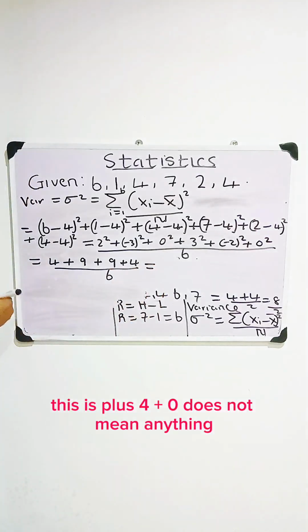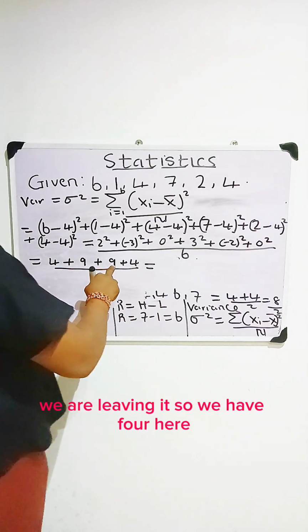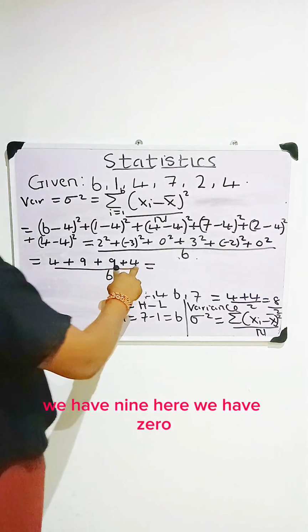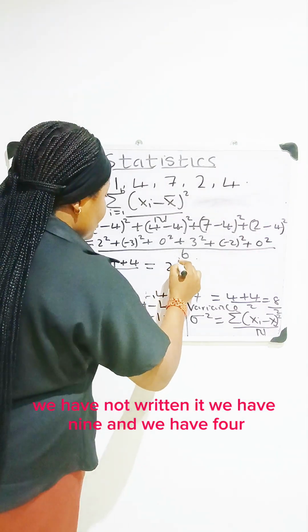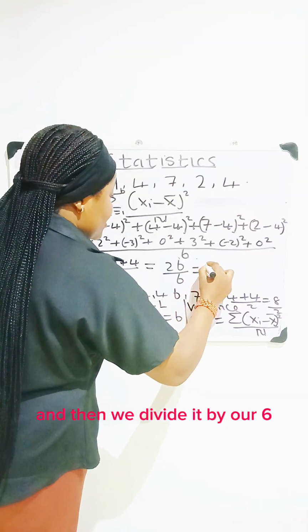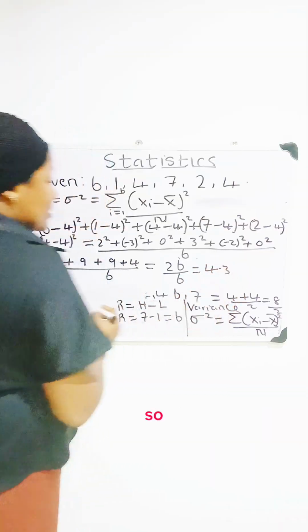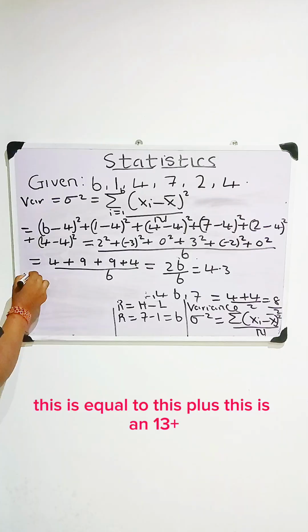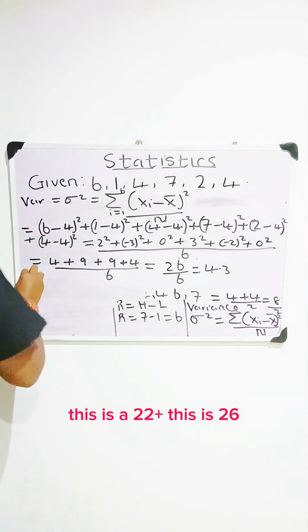So this is equal to this plus this is 13, plus this is 22, plus this is 26, all over 6, and this will give us approximately 4.3.